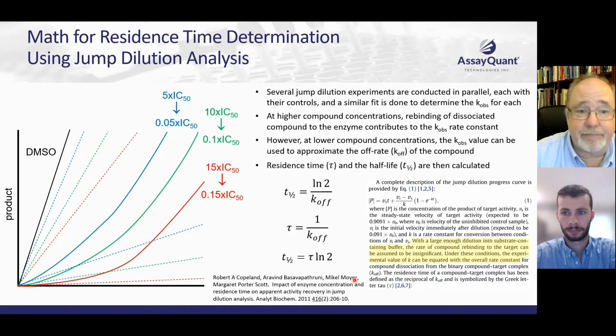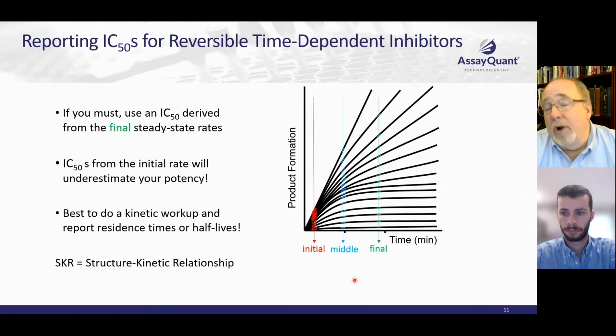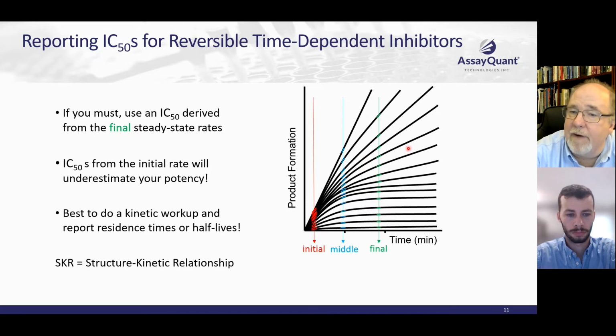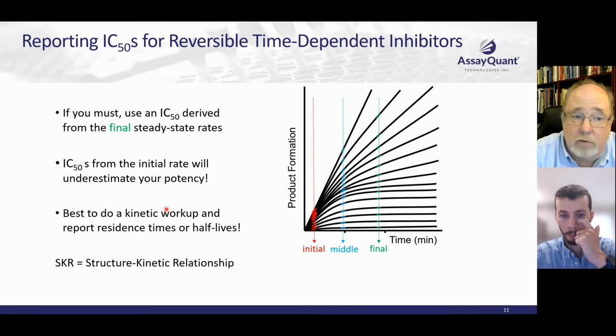Now, reporting IC50s for reversible time-dependent inhibitors, you can do that, but definitely if you do that, you want to use the slopes that are from this portion of the curve. These slopes here, that final complex, that's the complex that's most indicative of the potency of this class of inhibitors. If you use IC50s at the beginning of the reaction or in the middle, then you could greatly underestimate your potency in all these things.